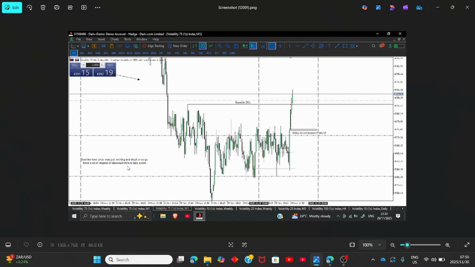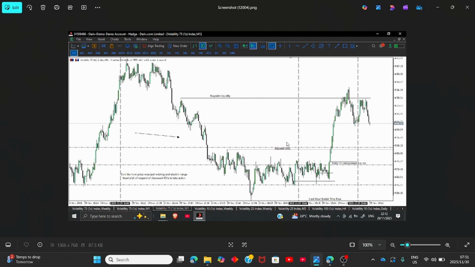I needed a bit of respect from discount. In fact, I misspelled discount, but yeah, discount PDs to take action. And you can see here that order block is what sent price up. And then immediately when I saw that big displacement, I knew that now I can engage. So when you look at how far it went, you can see that it really did retrace quite a lot, even though I was only aiming for the low-hanging fruit.